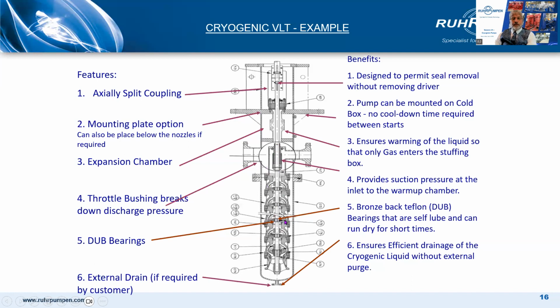The line shaft bearings, the bowl bearings, are bronze-backed Teflon, BUB, they call that. And these are self-lubricating and they can run dry for short periods of time. Drain, we show here an external drain at the bottom of the barrel, but quite commonly it will be a dip tube type coming down here inside the barrel alongside the pump bowls.